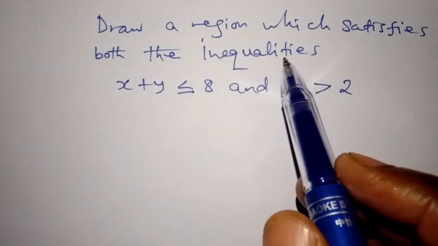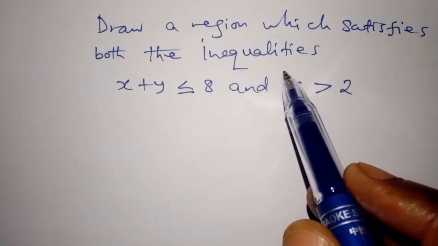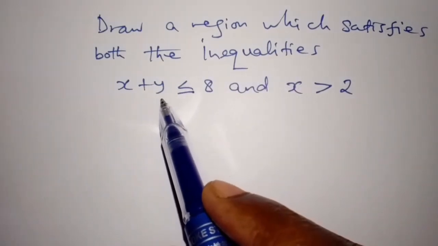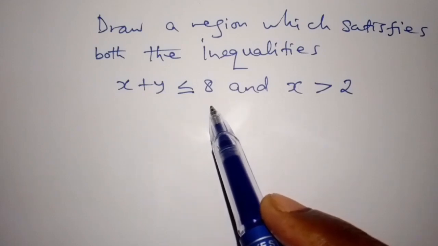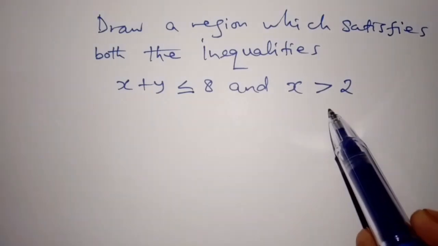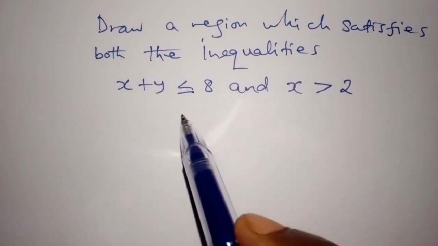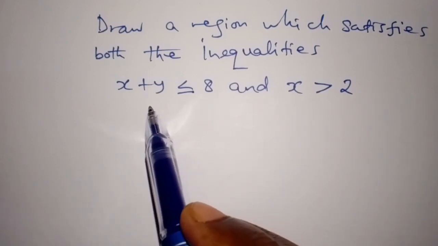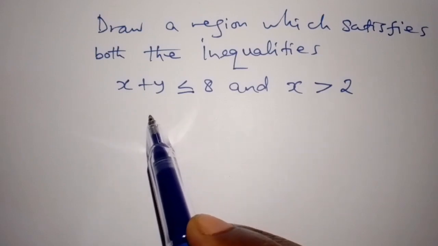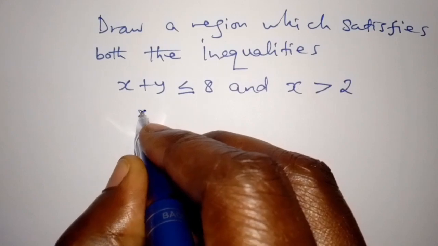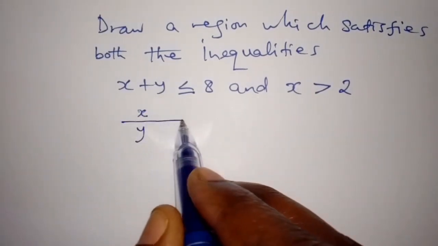Draw a region which satisfies both the inequalities x plus y is less than or equal to 8 and x is greater than 2. First of all, we find the coordinates of this inequality. We can sketch a table like this, with x and y.